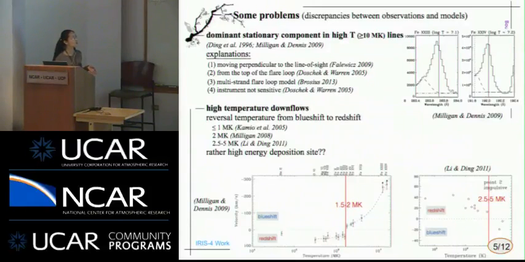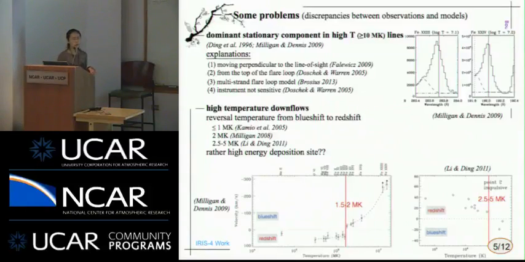There are some explanations, like the stationary plasma is moving perpendicular to the line of sight, or it's from the top of the flare loop, or the stationary and the blue shifted components are from different loop strands. And maybe the current instrument is not sensitive enough, or the resolution is not high enough to detect the dominant blue shifted plasma. Although with these explanations, this problem has not been fully solved.